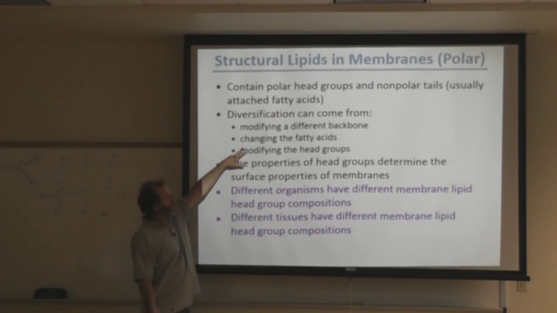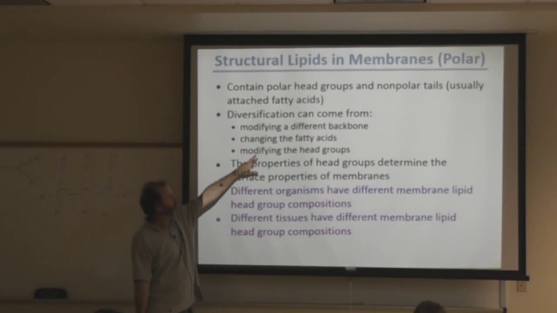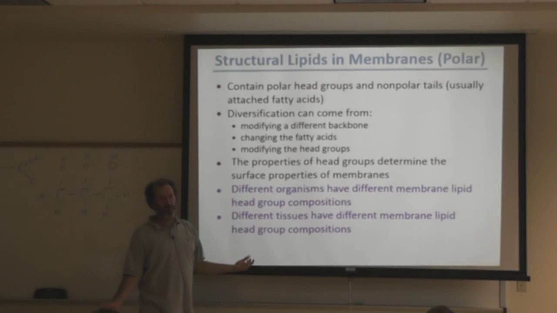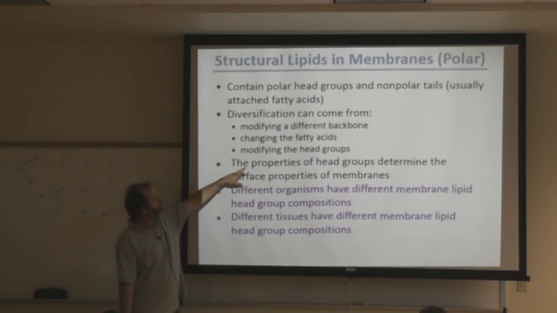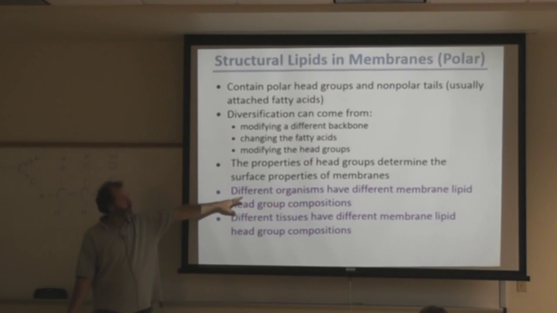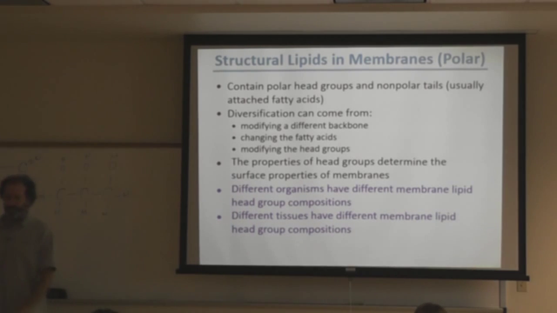So you can change the fatty acids, so you can have multiple arrays of different fatty acids, and modify the head groups also. There's a number of different head groups. Anybody ever heard of phosphatidylcholine, phosphatidylserine? Those are all different head groups on the fatty acid. Phosphatidylinositol, I don't know if I say these right. Properties of the head groups determine the surface properties of the membranes. Different organisms have different membrane lipid head group compositions, and different tissues have different membrane lipid head group compositions.